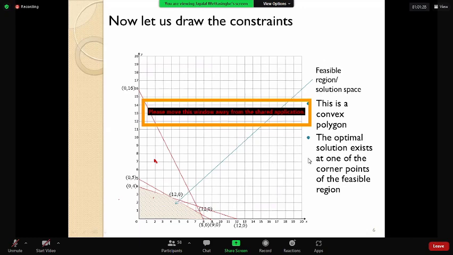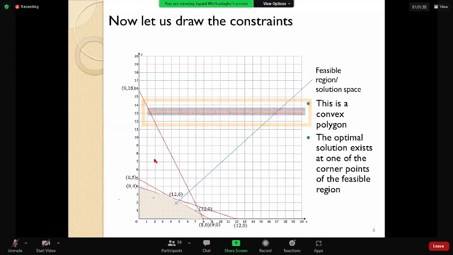Earlier, we didn't know this theorem. We thought that we have to substitute all the points into objective function and find the maximum value. So that is not practical. But because of this theorem, the problem is simplified. Now we have to substitute only these 5 points and find the maximum value. Okay, so that is the use of this theorem.